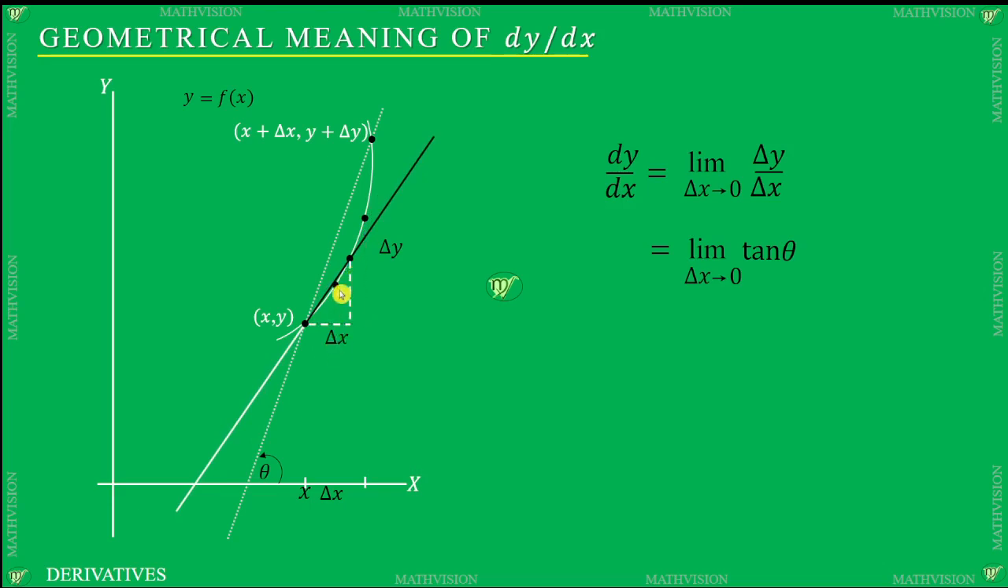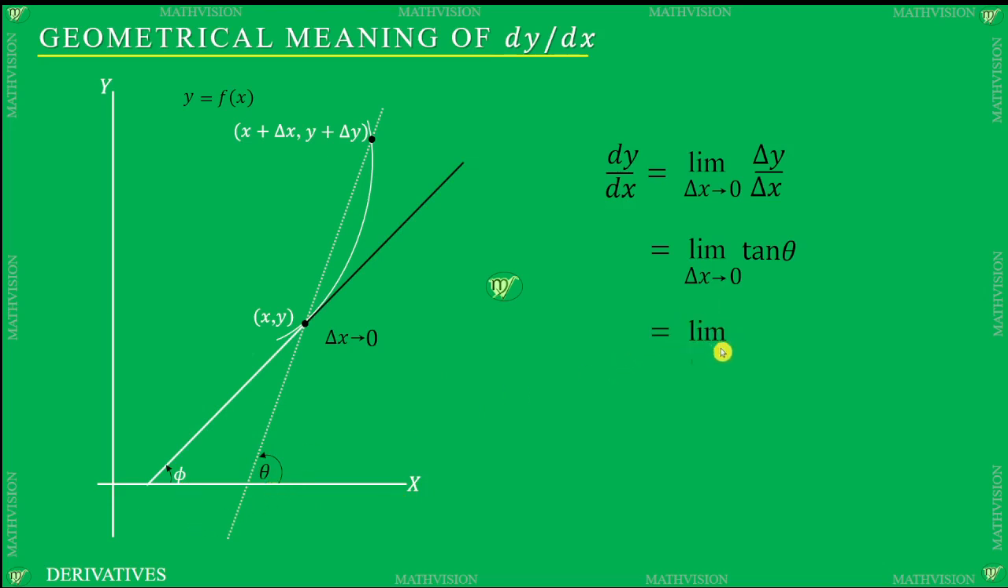So if the point moves along the curve and ultimately coincides with this point, in this case the secant line also revolves about the point and ultimately becomes the tangent line, for which delta x tends to 0. So delta x tends to 0 geometrically represents that the secant line becomes the tangent line. If the tangent line makes angle phi with the x-axis, then we can say that delta x tends to 0 implies theta tends to phi.